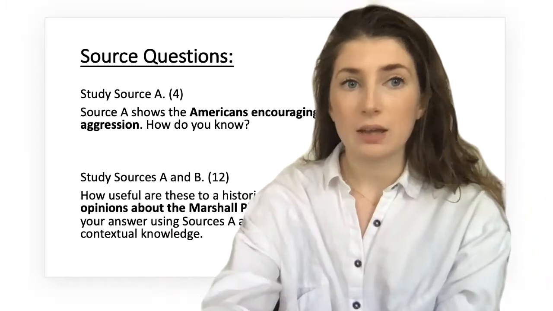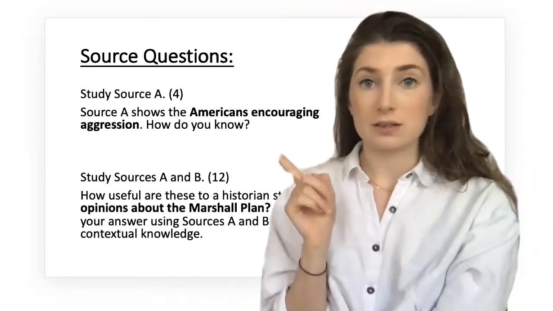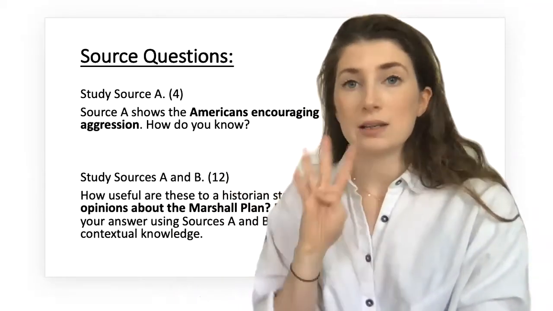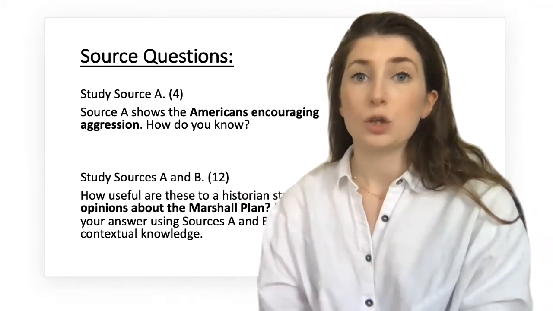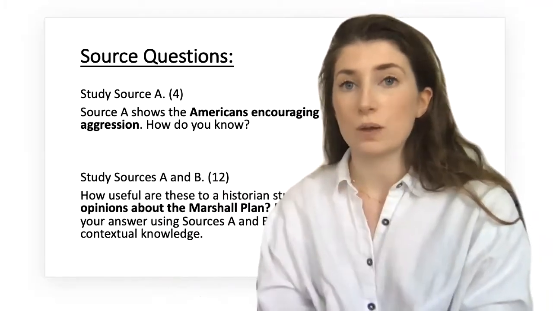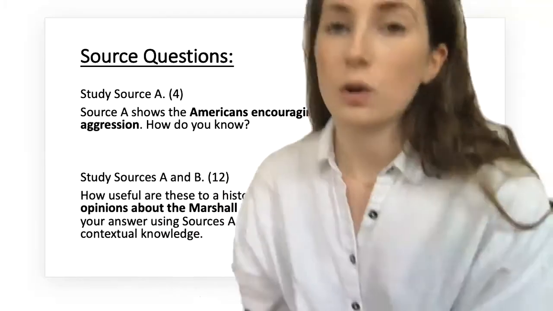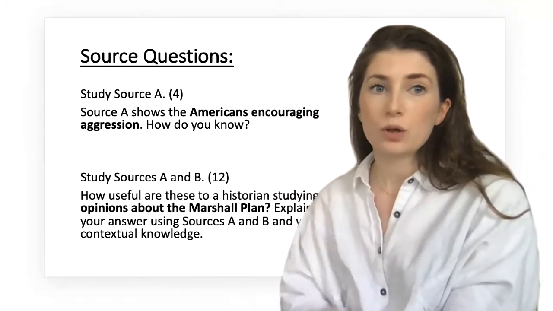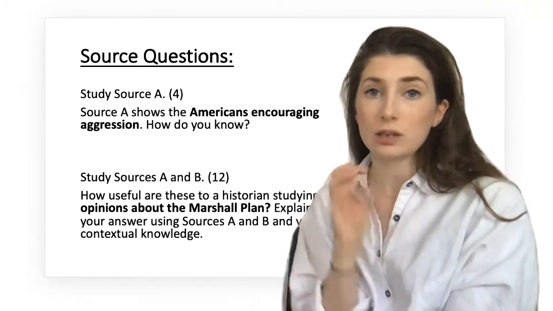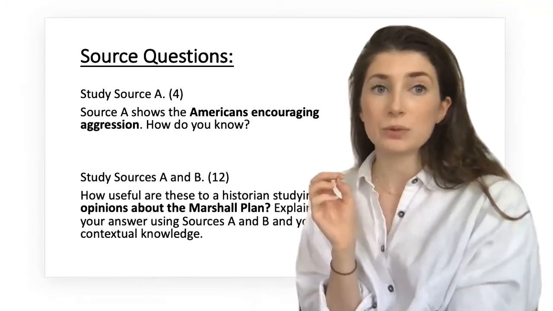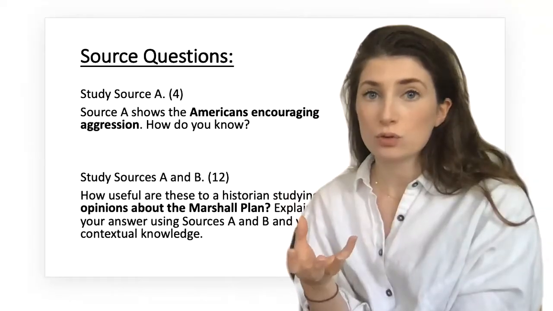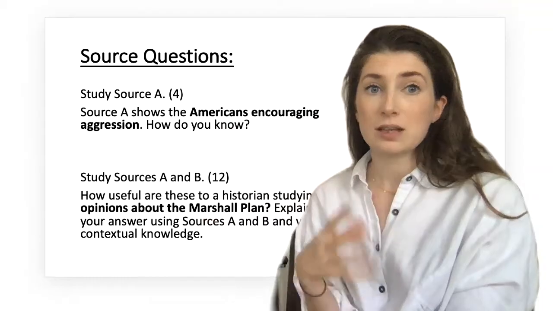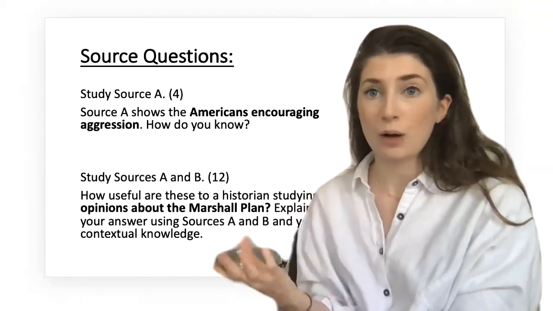So there are 2 source questions. As I said, the first one, the one we're going to look at today, is easier. It's much shorter and it's only 4 marks. So you will spend 5 minutes on this question in your exam, and it's worth 4 marks. If you just read it, it's this top one here. So study source A, and they'll give you a source to look at. Then it will say source A shows something, and I filled in the gap by saying shows the Americans encouraging aggression. How do you know?